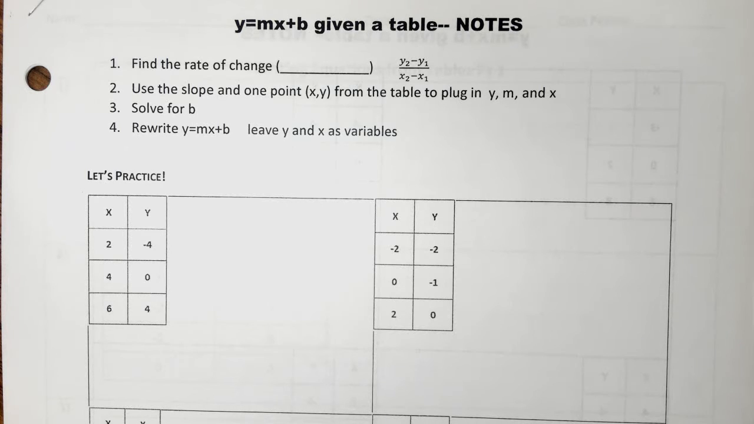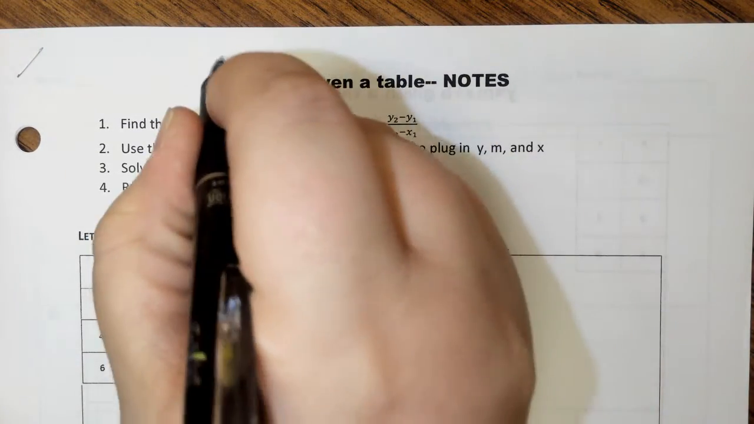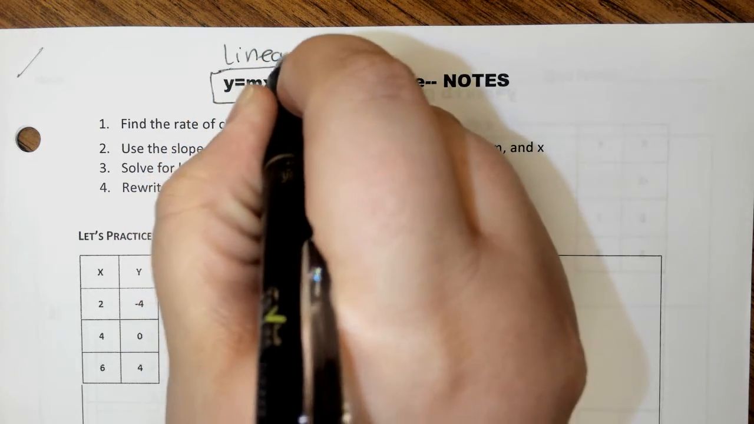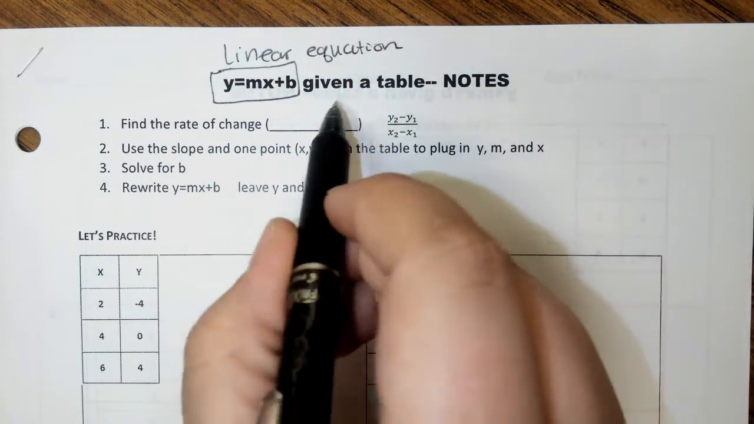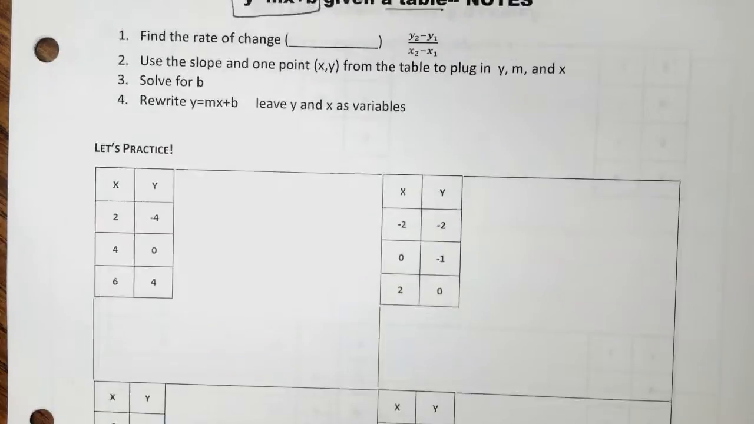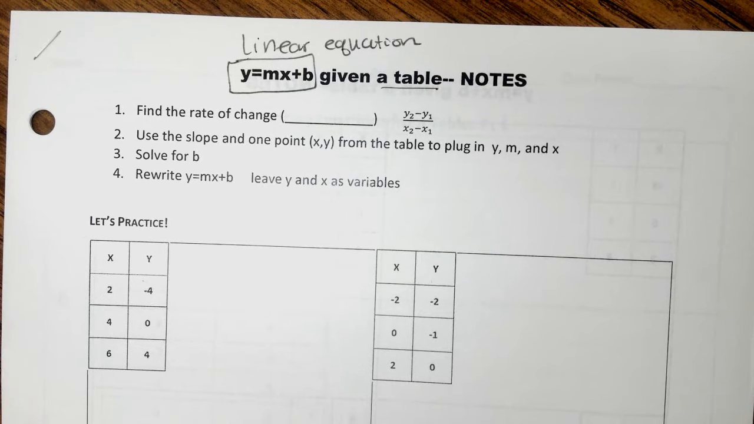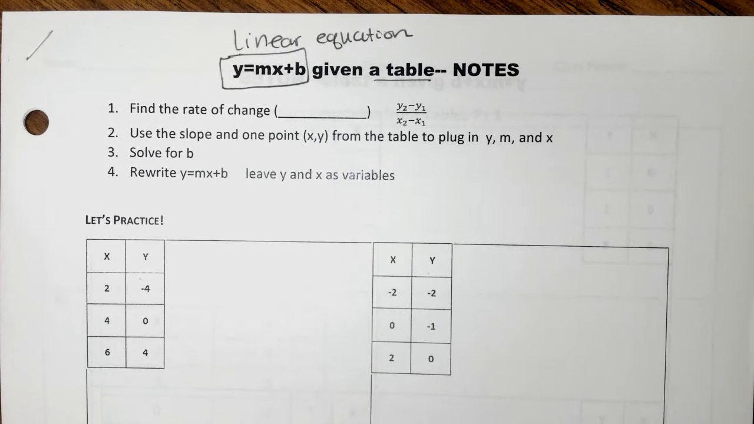In this video, we are going to continue writing y equals mx plus b, or a linear equation. But today, we are going to do that when our given information is from a table of ordered pairs like this. The steps are going to be pretty much identical to when you have two ordered pairs.